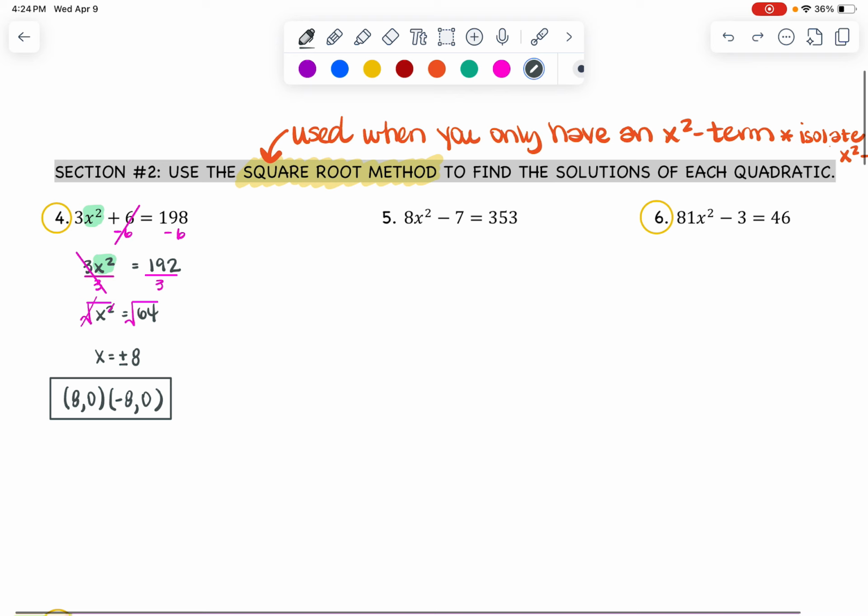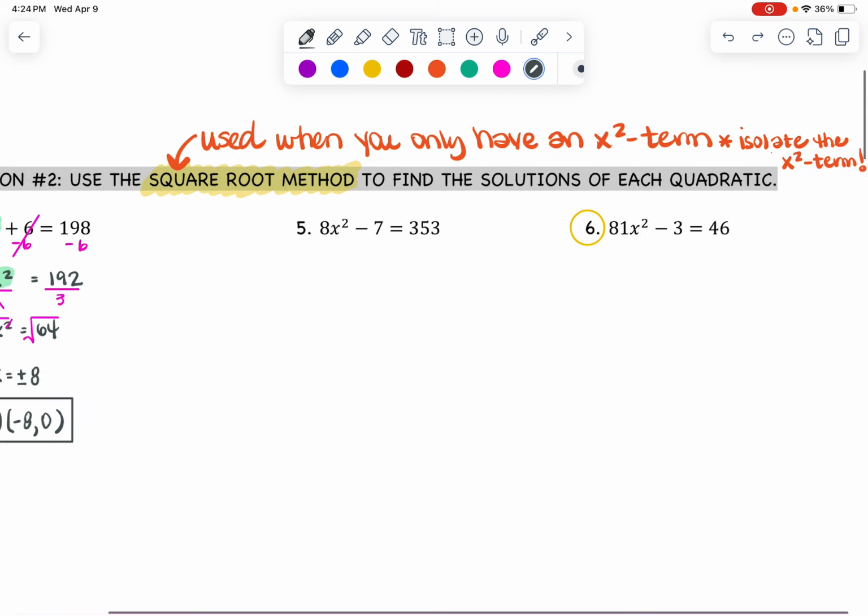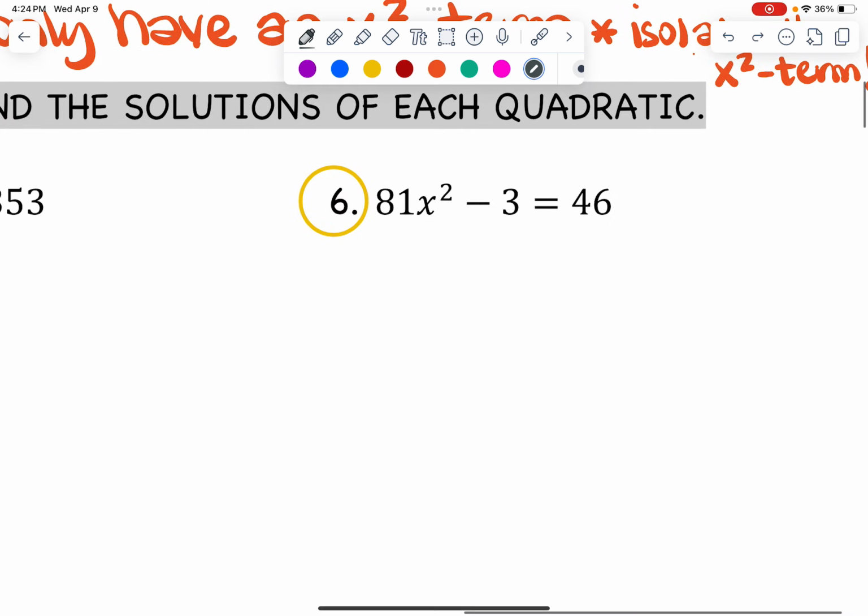All right, the next one I kind of highlighted was number 6. I didn't talk about fractions in class, so I wanted to go ahead and cover this one. So it's really no different than the other ones, right, except when I start getting the x squared by itself, right, we're going to add the 3 first, right, which is going to give us 81x squared equals 49.